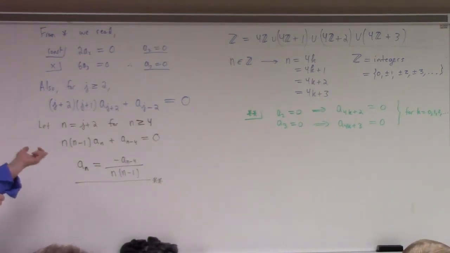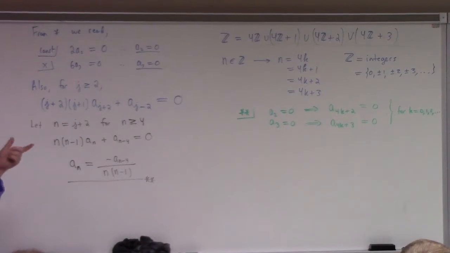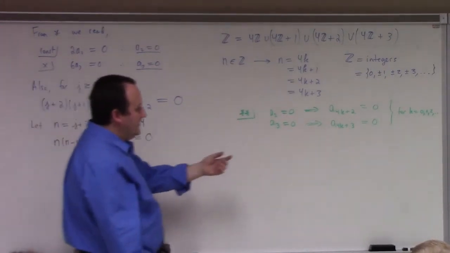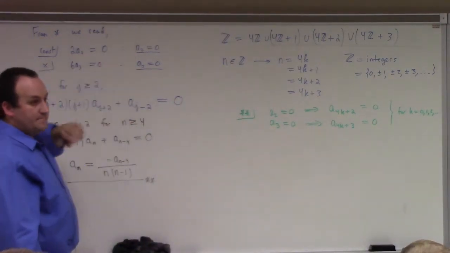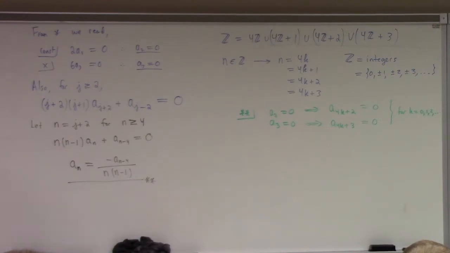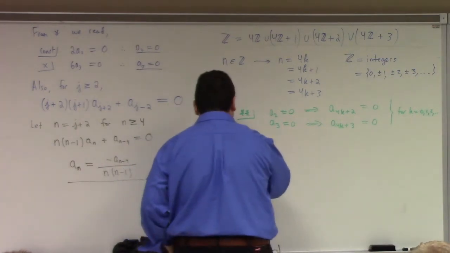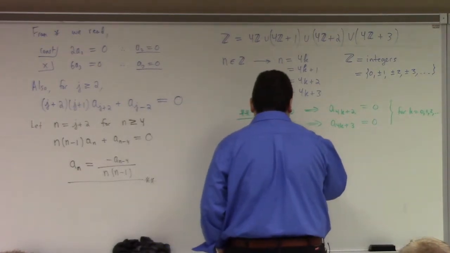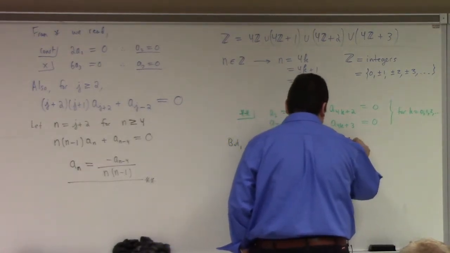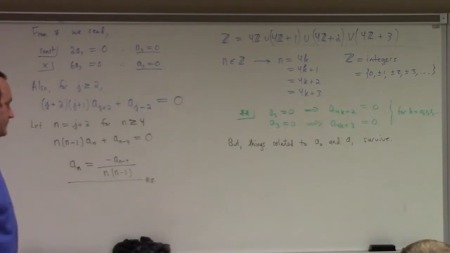Likewise, for 3, 3 is linked to 7, which is linked to 11, which is linked to 11 plus 4, 15, which is linked to 19. You get the idea. So anything of the form 4k plus 3 will be 0, because these are 0, right? But on the other hand, we get no particular restriction. Things related to a sub 0 and a sub 1 survive. Right? Because those are not forced to be 0 by the initial conditions here, so to speak.